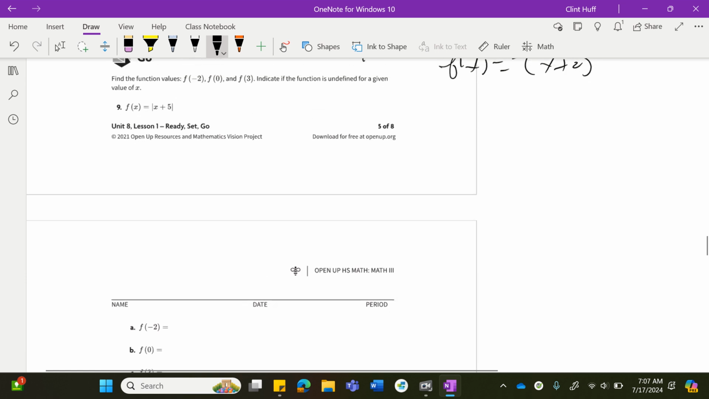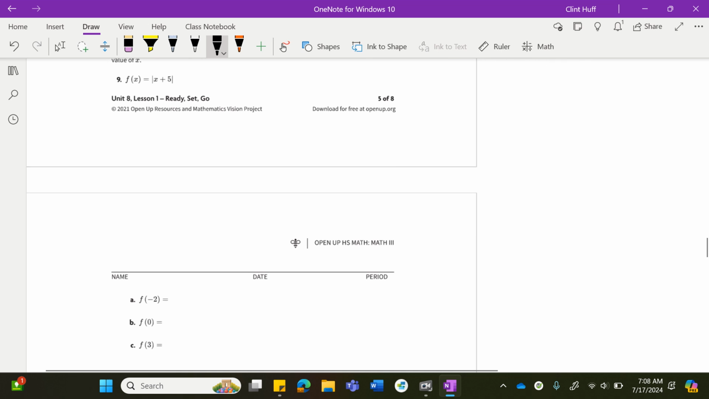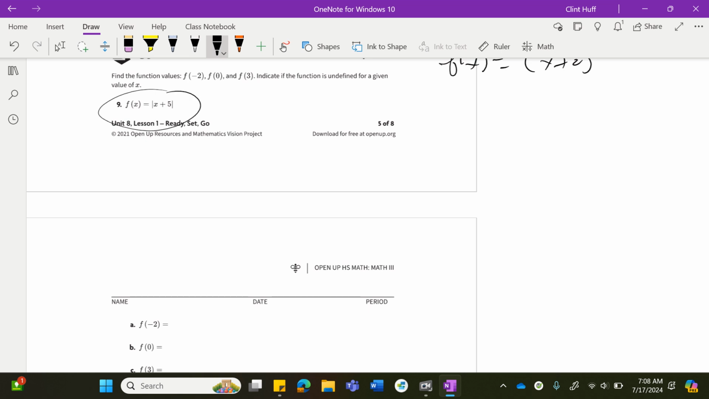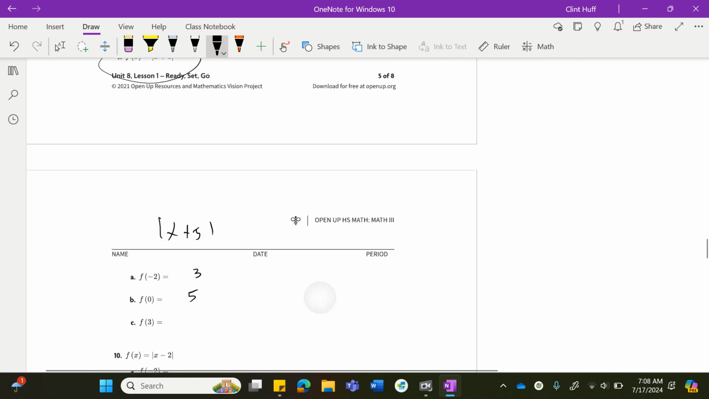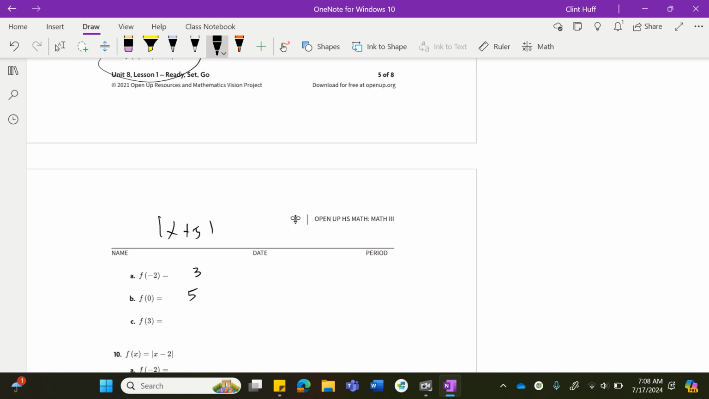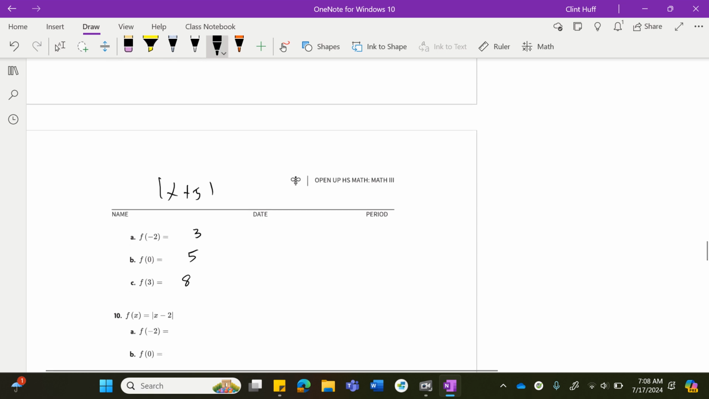The next part is find the functional values. So this is a little break in the page here, but the absolute value of x + 5. When x is -2, that's going to be equal to 3. -2 + 5 is 3. The absolute value of 3 is 3. When x is 0, it's going to be the absolute value of 5, which is obviously 5. And 3 + 5 is 8, and the absolute value of 8 is equal to 8.